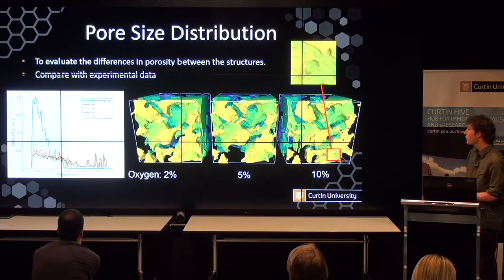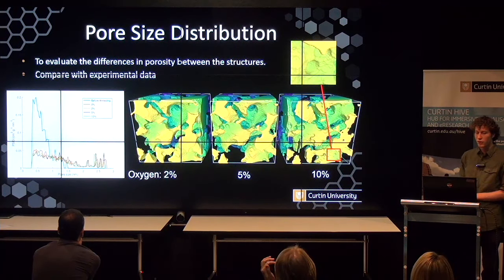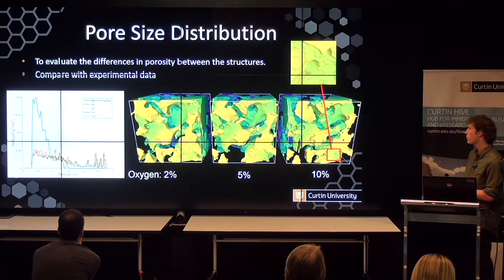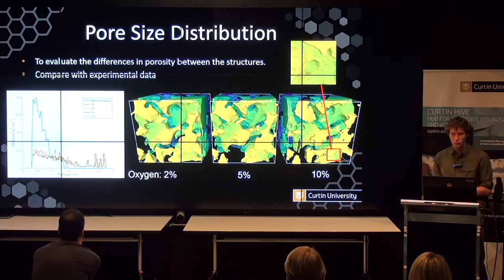As you can see on the left there, we have the pore size distribution in a graph. And the difference before and after annealing can be seen again, as the blue line shows the before annealing and it shows a very large number of small pores. But after annealing, we see that we have fewer small pores and more large pores.